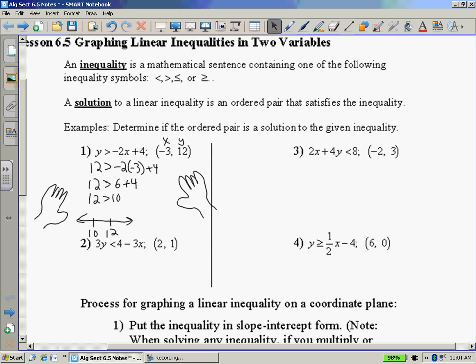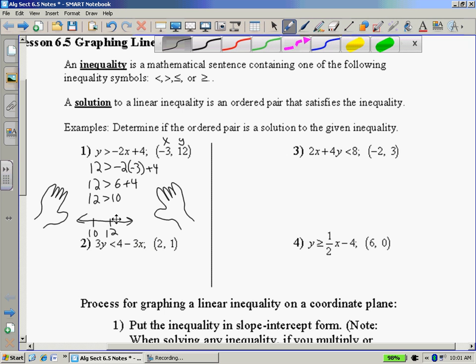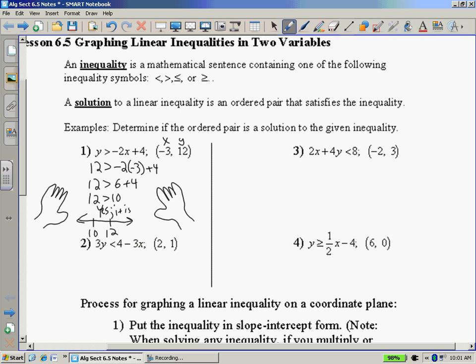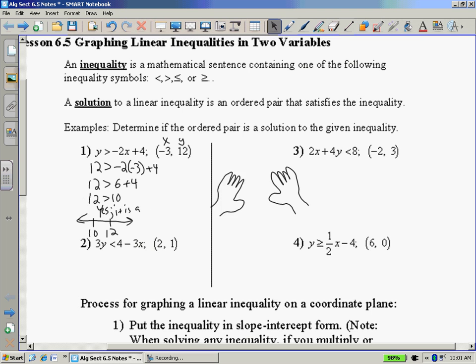This means that it's going to be to the right on the number line. That's the greater than symbol. So it's going to be to the right on the number line. Well, 12 is to the right of 10 on the number line. So 12 is greater than 10. So this is a true statement. And determine if it's a solution. Yes, it is a solution, because I plugged this in, and it was true.